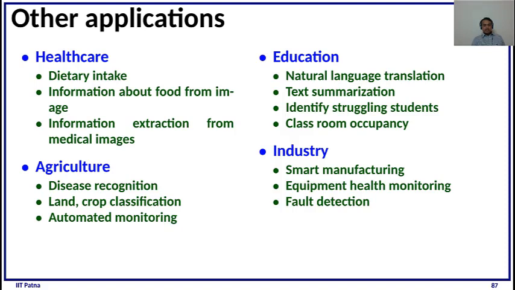If I look into the healthcare domain, I can monitor what kind of diet I am taking and what its food value is. Even when I'm taking some food, I can take an image of that food, and based on that image, one can tell what the quality of the food is, how many calories I'm going to intake, and whether I'm taking a balanced diet or not. So many queries can be answered.